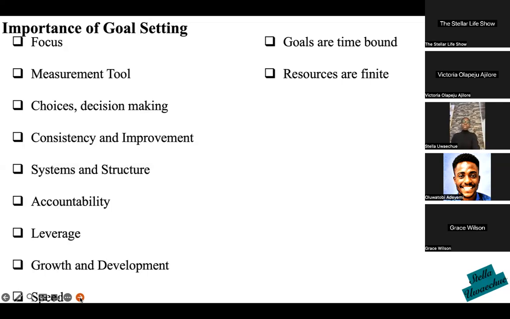Another reason why we need to set goals is because resources are finite. We will not get younger every day, every minute, every hour. We are getting old, like we are getting old every day. And so resources are finite. I mean, what resources are finite? Time, your time on earth is finite. You cannot be on the earth forever. Your energy is also going to diminish as we grow old.